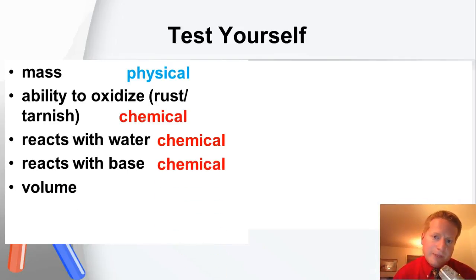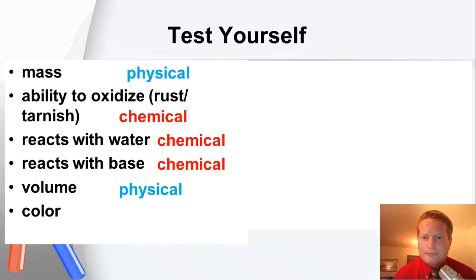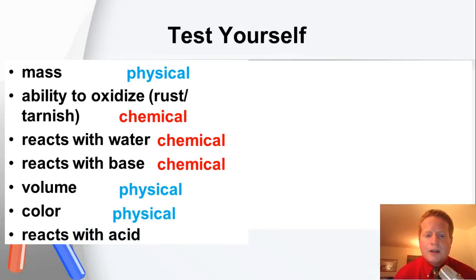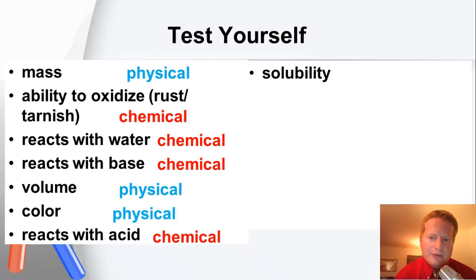Volume, so in other words, how much space something is taking up. Can we determine that without a chemical reaction? Well, yeah, we can. We don't have to react anything with that to find out, and so that's a physical property. The color, you can determine the color just by looking at the substance, so that's a physical property. Reacts with acid, dead giveaway, that's going to be chemical. Solubility, take a minute to think, what do you think about this one? This one is going to be physical, because we can determine this property without undergoing a reaction. We're not changing the chemical identity of salt just by dissolving it, for example, in water.